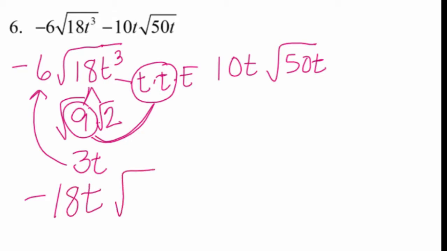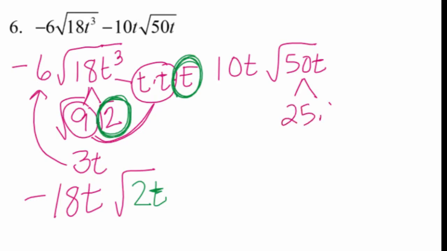Then put your square root. And what's left over? Well, this square root of 2 is still here, and this extra t. So that goes in the radical. All right. And then over here, 50t. 50 is 25 times 2. We only have one single t here, so that's okay.